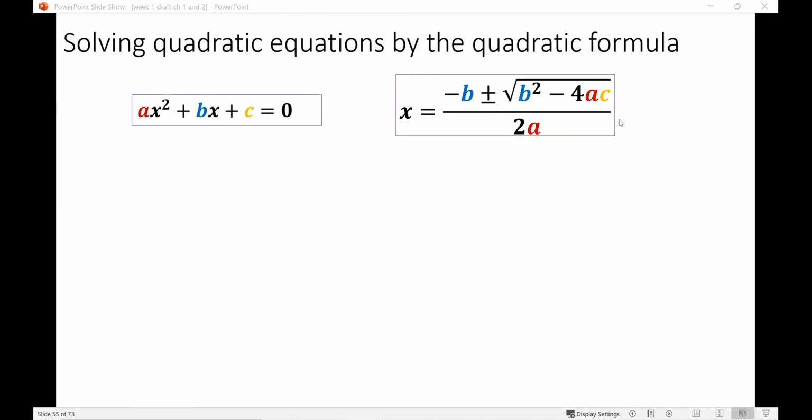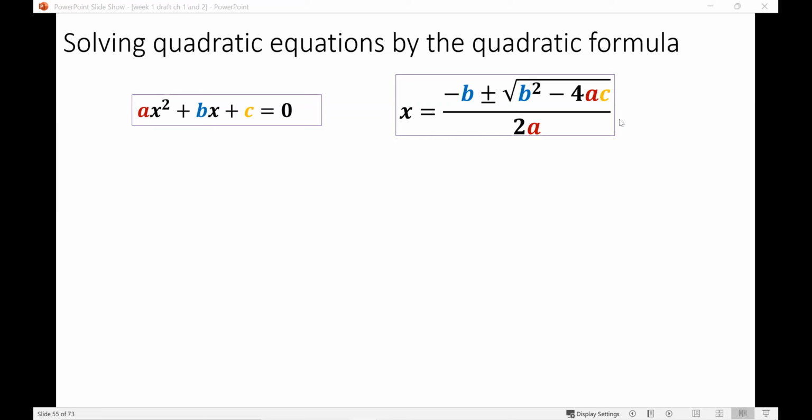So now let's take a look at the third method for solving quadratics. Remember, we did factoring using the zero product property. We did completing the square using the square root property. And now finally, the third method for solving a quadratic equation is using the quadratic formula. And the quadratic formula actually comes directly from completing the square on a generic quadratic with coefficients a, b, and c.